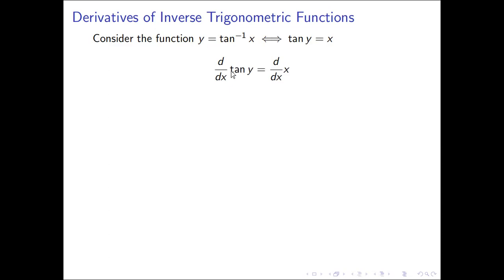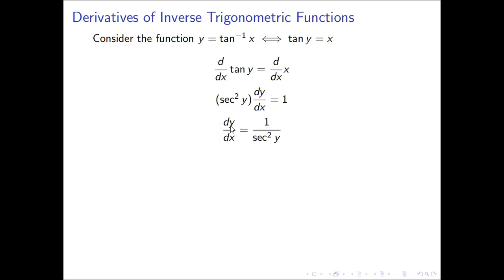However, for the left-hand side, we need the formula for the derivative of the tangent. And what's the derivative of the tangent? Of course, this is still fresh, secant squared, times, don't forget, chain rule, the derivative of y. So it's secant squared of y times the derivative of y with respect to x. And the right-hand side, of course, is 1. So that we can solve for the derivative of y. And so it's just 1 over secant squared y, dividing this by secant squared y.